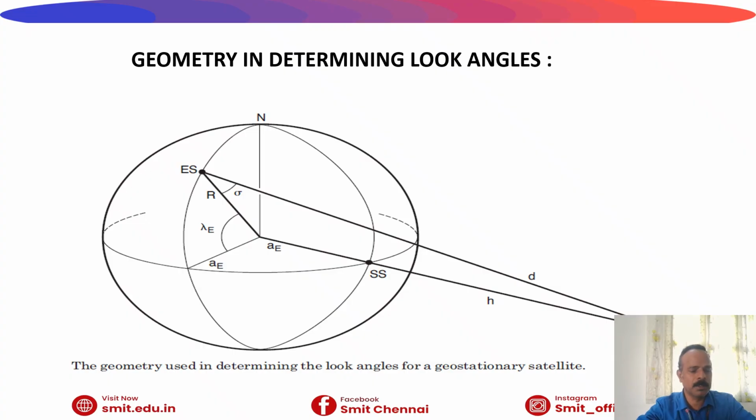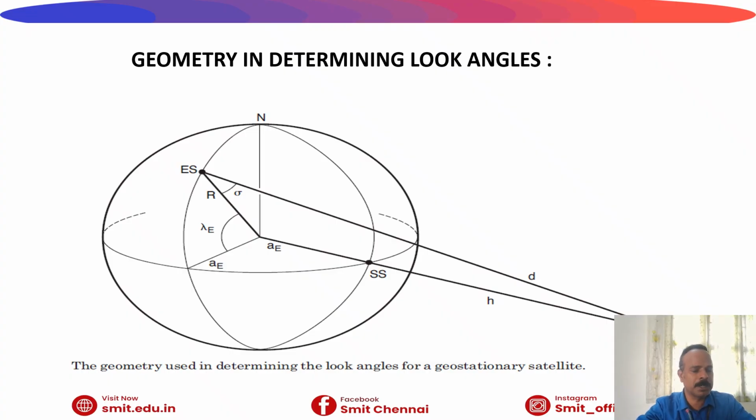We use various sign conventions. For example, the north latitude is considered positive. The south latitude is considered negative. The east longitude is considered positive. The west longitude is considered negative. For example, 40 degrees south latitude is written as minus 40 degrees. 35 degrees west longitude is written as minus 35 degrees. These are the parameters that help to determine the satellite direction.